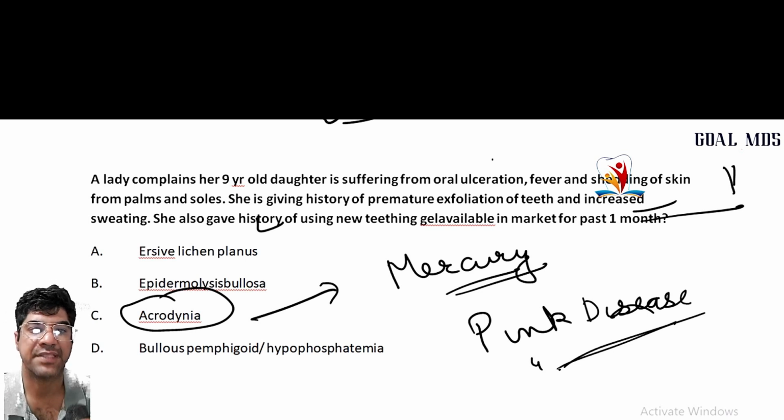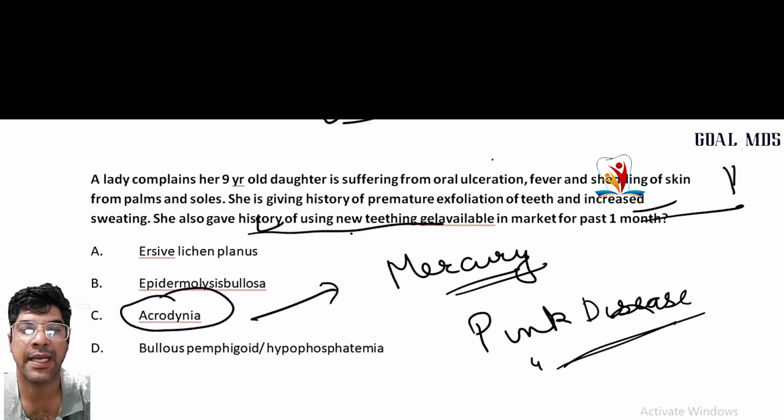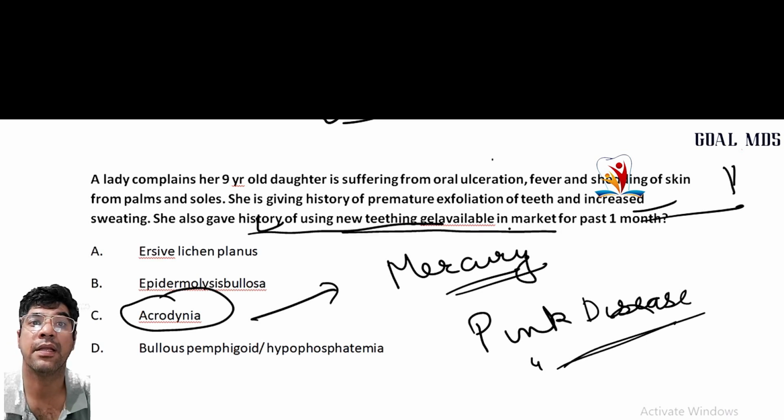It is characterized by a range of symptoms that includes fever, shedding of skin from the palms and soles, exfoliation of teeth, increased sweating and other manifestations. Here it is given a history of the patient using a new teething gel. So it is possible that a gel that contains mercury or a mercury-related component can cause acrodynia.